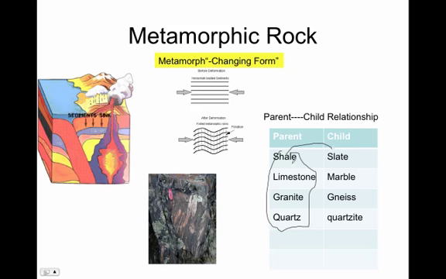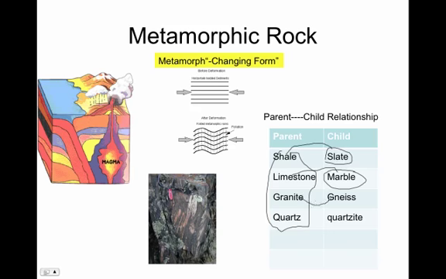So shale, if the right pressure and heat is exposed to shale, it'll turn into a new rock called slate, which is metamorphic. Limestone, which is sedimentary, might turn into marble, which is now metamorphic. The child rock, which is the metamorphic, is always harder than its parent because of the pressure being involved.